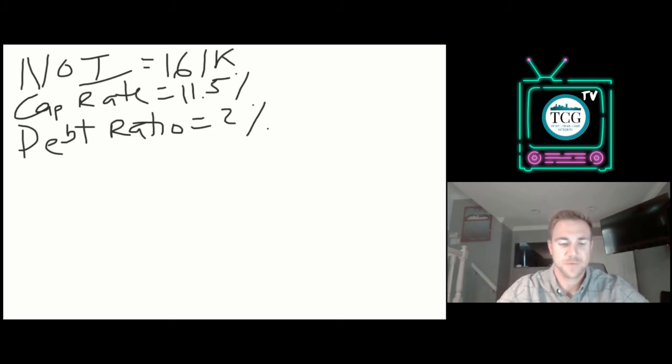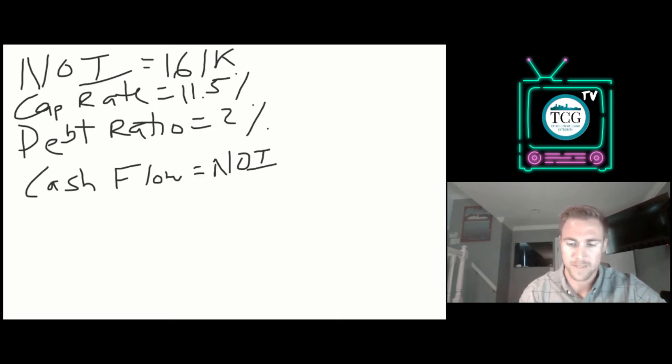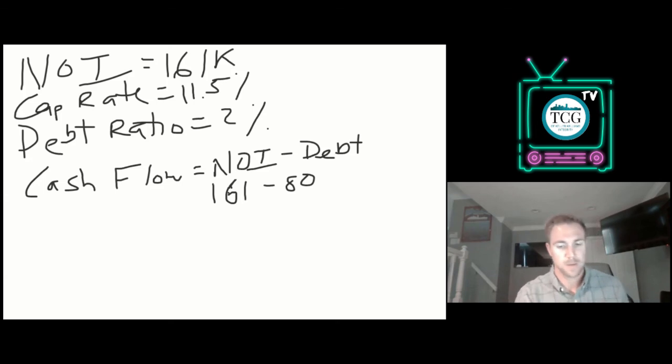So the last thing we'll figure out is cash flow, or cash on cash return. First thing we have to do is find out our cash flow to calculate our cash on cash return, because cash on cash return is your cash flow over what you paid for the property, or what your down payment was. Our cash flow is just NOI minus debt service. So our NOI was 161,000 minus our debt service, which again was just under 80,000, but we'll use 80,000 for this. So 161,000 minus 80,000 is 81,000.